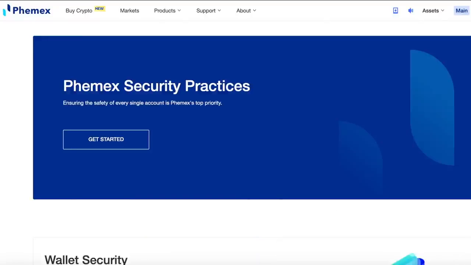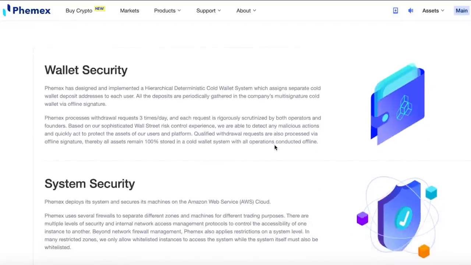And how about the security on Phemex? Well, let's take a look at the wallet security they have. Phemex has designed and implemented a hierarchical deterministic cold wallet system which assigns separate cold wallet deposit addresses to each other. All the deposits are periodically gathered in the company's multi-signature cold wallet via offline signature. So all crypto is stored offline in cold storage. That's very, very good for security. And Phemex processes withdrawal requests 3 times per day. But just like I said earlier in this video, if you have Phemex Premium, you can actually withdraw every single hour of the day. That is very, very good because the competitors, they simply cannot do that.